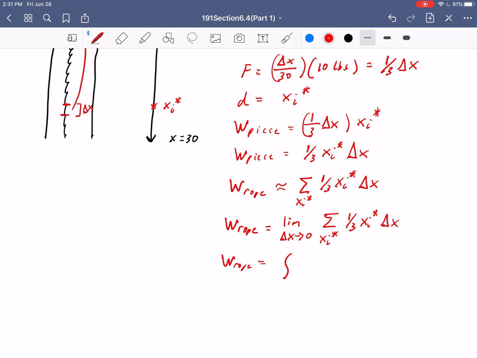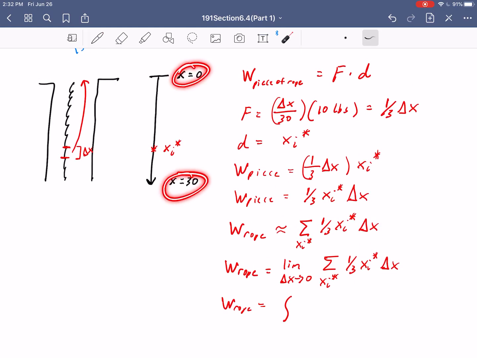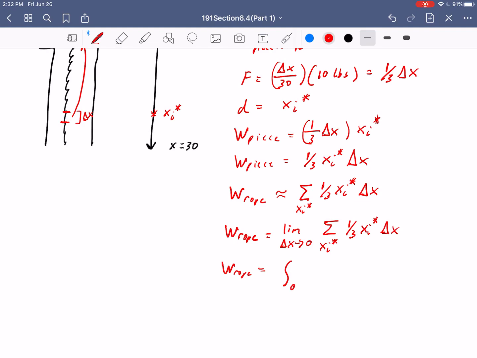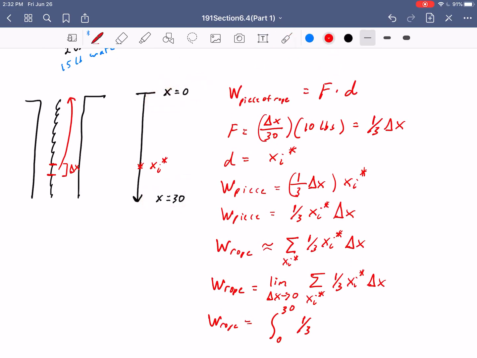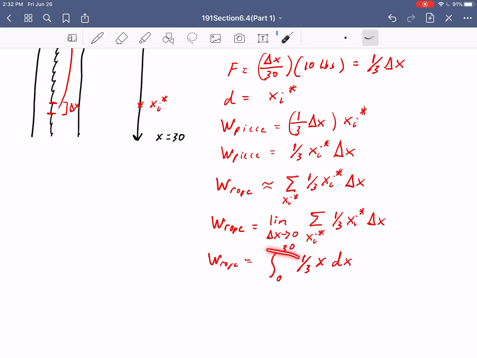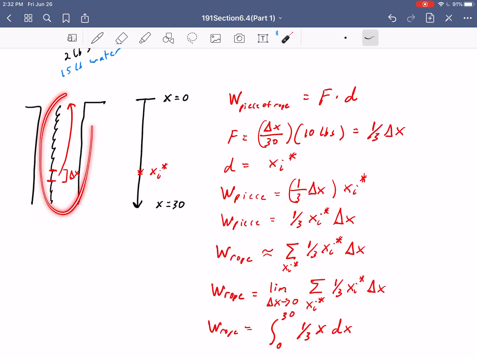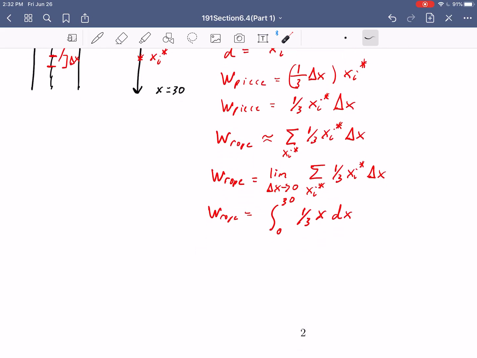This is the integral. Where can we choose these xi stars? Well, anywhere from x equals 0 to x equals 30. So we've got the integral from 0 to 30. This xi star is no longer being chosen. Instead, it's just always from 0 to 30. It's all the values from 0 to 30. So 1/3 x and then dx. And there we go. We've now converted the work necessary for the rope, which has different segments traveling different distances, into an actual integral. Can we do this integral?